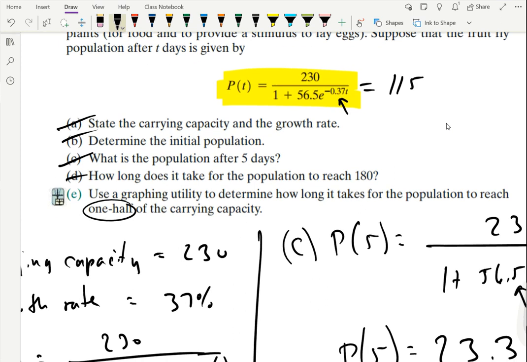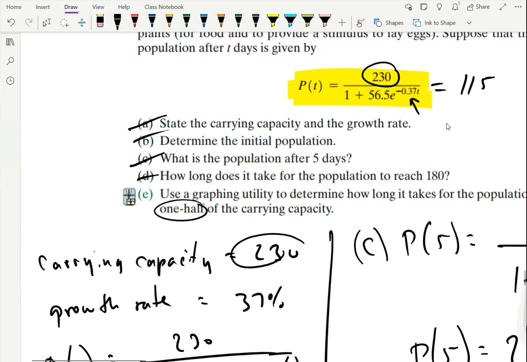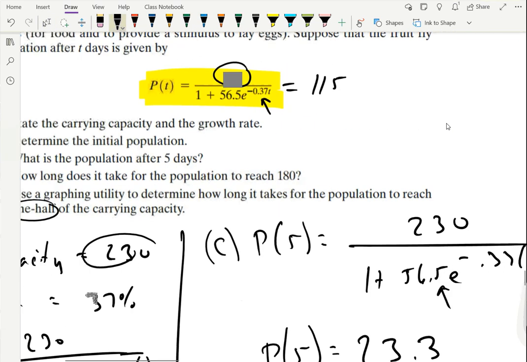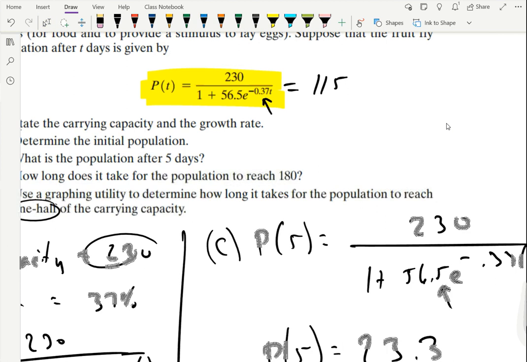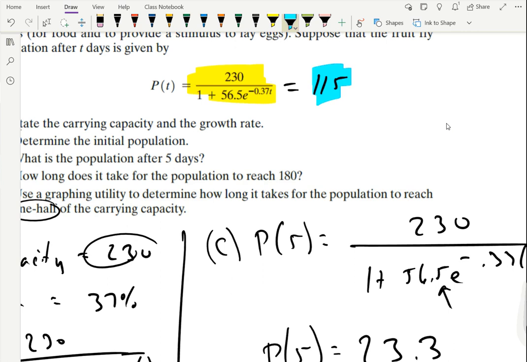So remember, our carrying capacity was this top number. It's what we figured out down here at the base in letter A. So half of that is just 115. So that's the thing I'm looking at now. Let's take a look at this. If we're using our graphing utility here, we'll plug one side into y1, we'll plug the other side into y2, and we'll see where they intersect each other.